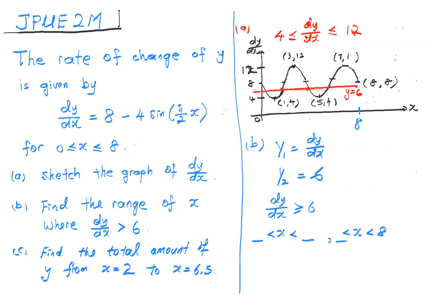Are you okay? That means the dy dx graph must be above y2. This one, the graph is in black. This one, the graph is in red. The black must be above the red to show that the black is greater than the red. Hello? Get me? So this one definitely you have to use graphical method. If you don't want to use graphical method, you can solve by trigo, but you are going to take a long time.